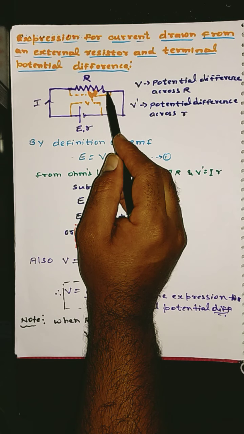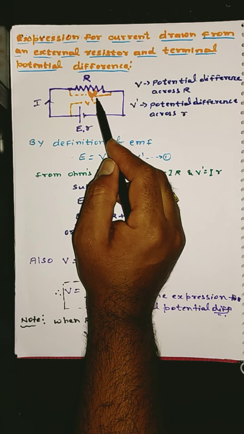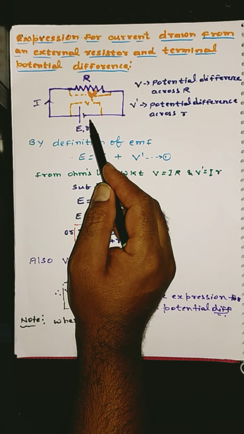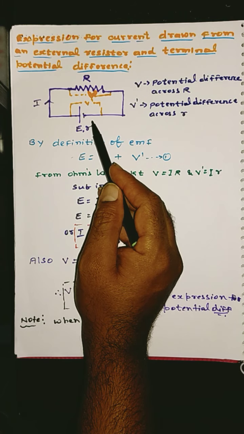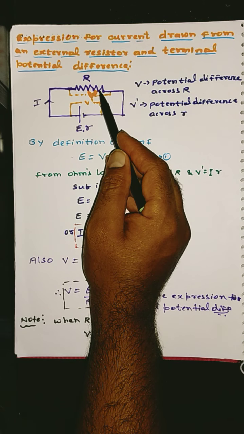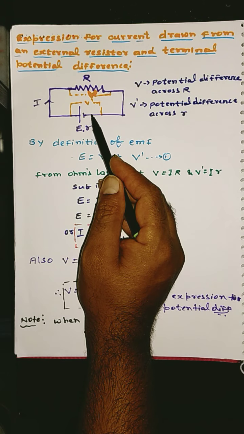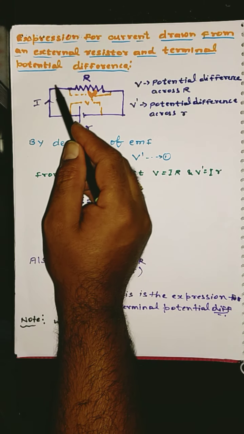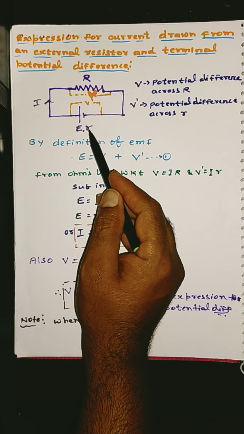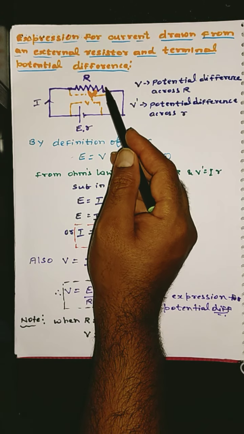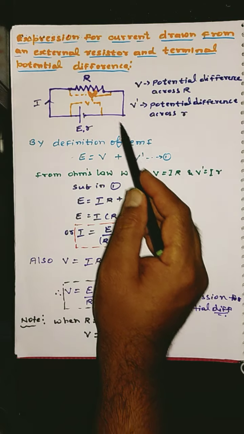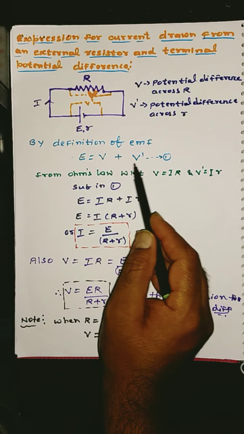V is the potential difference across the external resistance. In fact, this is what is called the terminal potential difference, and V dash is the potential difference across the internal resistance. So when current flows through the circuit, work is being done by the cell both against capital R and small r. V is the work done against capital R, V dash is the work done against small r. So EMF of the cell is the sum of both, V plus V dash.